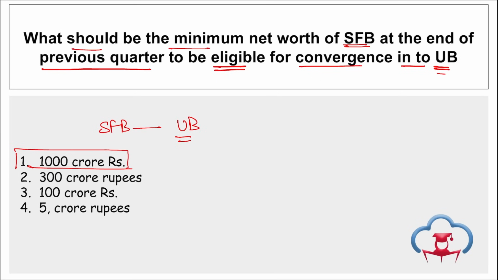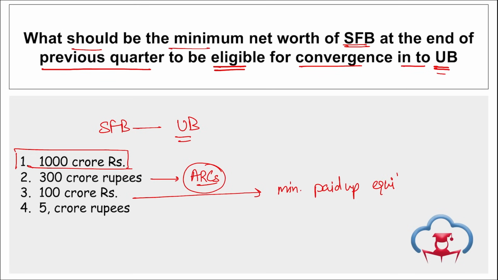Apart from this, RBI has raised the minimum capital requirement for asset reconstruction companies. To how much? Earlier it was 100 crore rupees. Now it has been increased to 300 crore rupees for asset reconstruction companies, the minimum capital requirement. If we talk about the minimum paid up equity capital of the payments bank, it should be 100 crore rupees. The minimum paid up equity capital required by the payments bank should be 100 crore rupees, right?